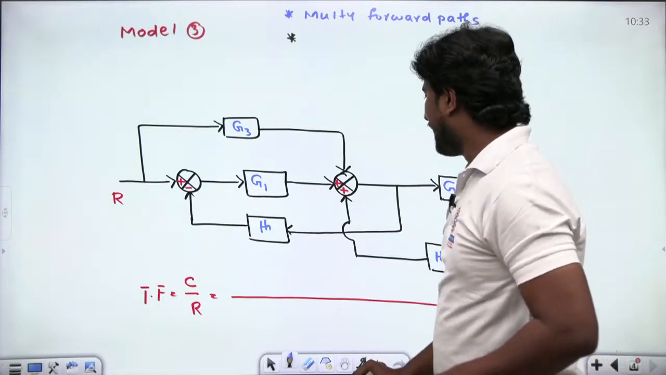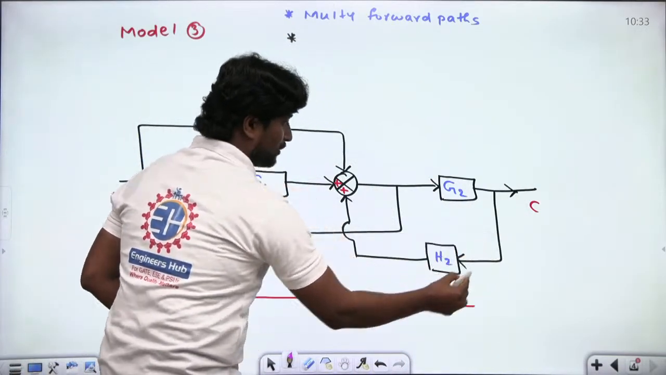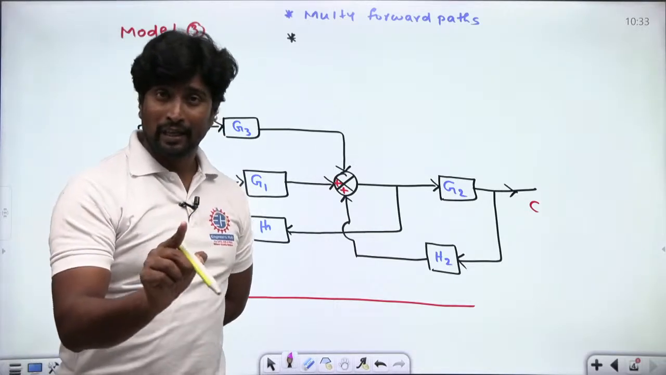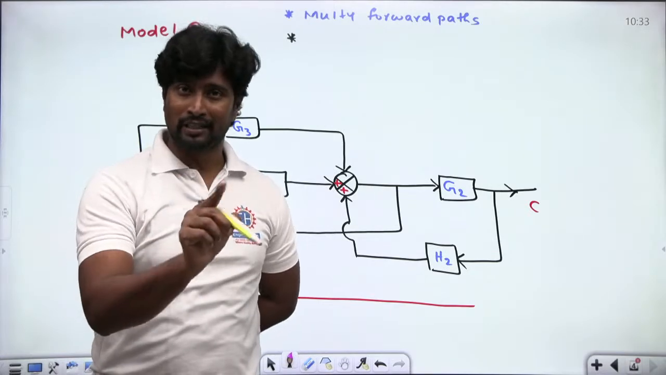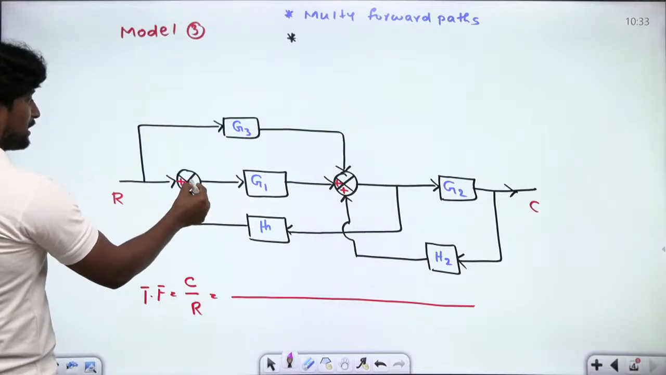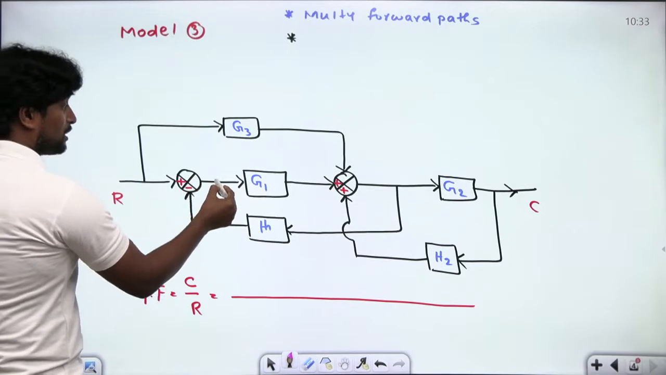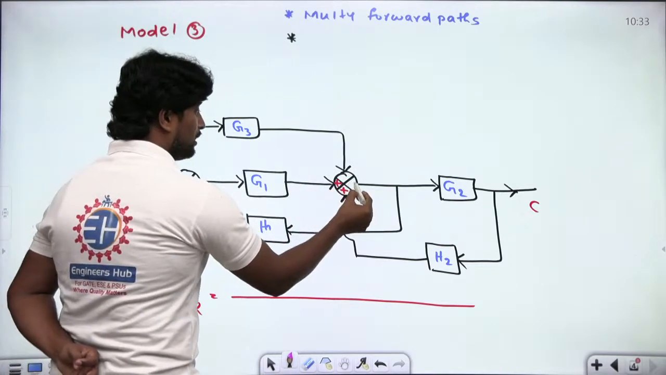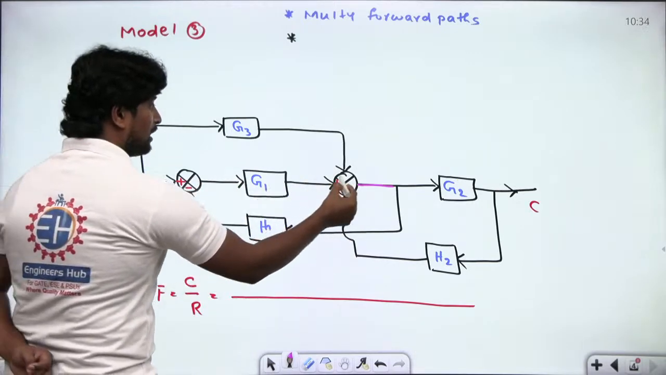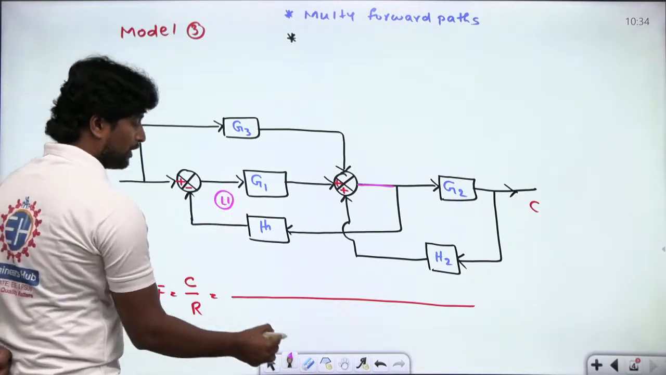Third one. Guys, observe it. How many number of loops are here? Loop means where you are started, need to terminate in the same position. That is called a loop. Are you clear? So guys, listen carefully. I'm started here. Observe carefully. There is a bit of confusion here. So I'm started here. G1, H1. This is loop one.